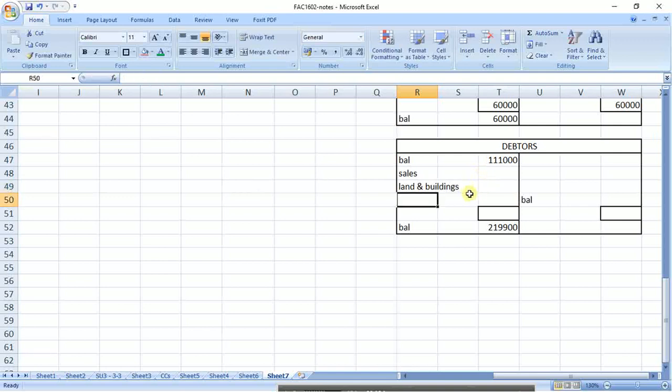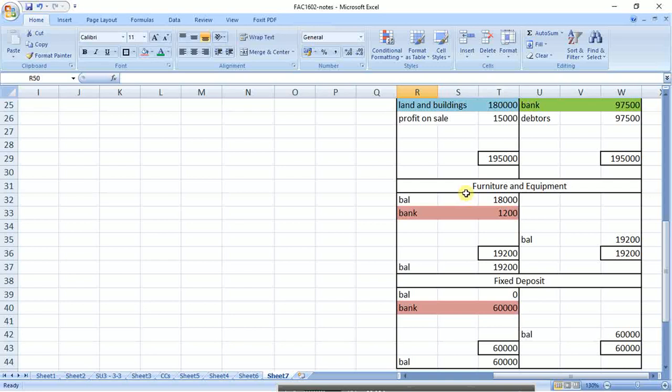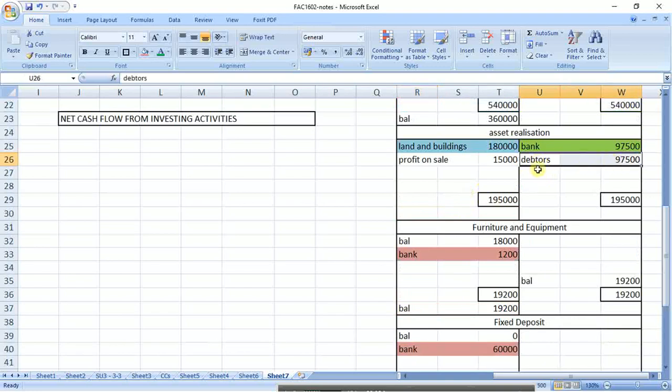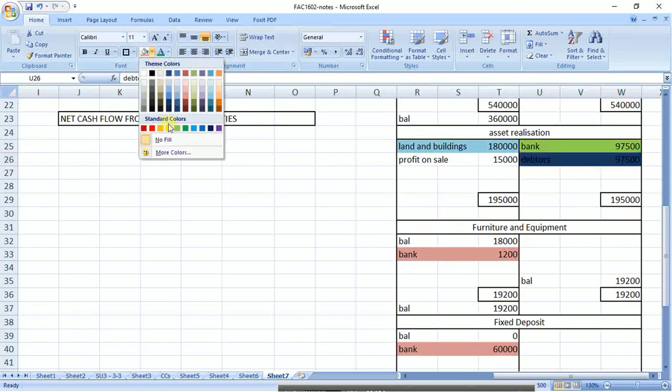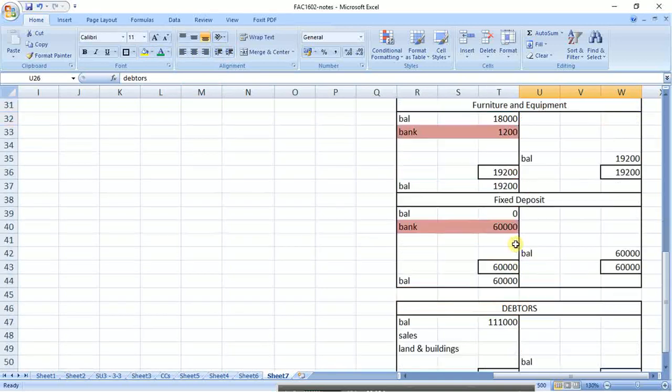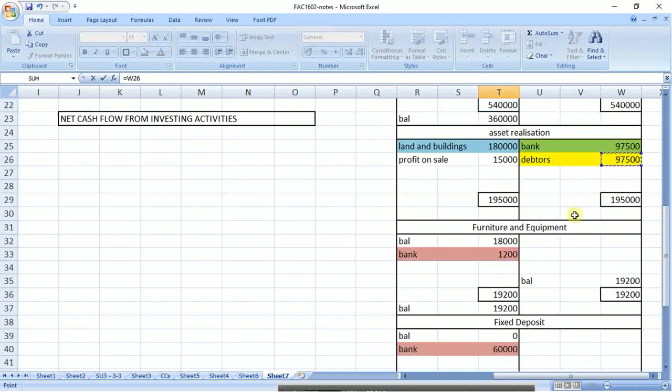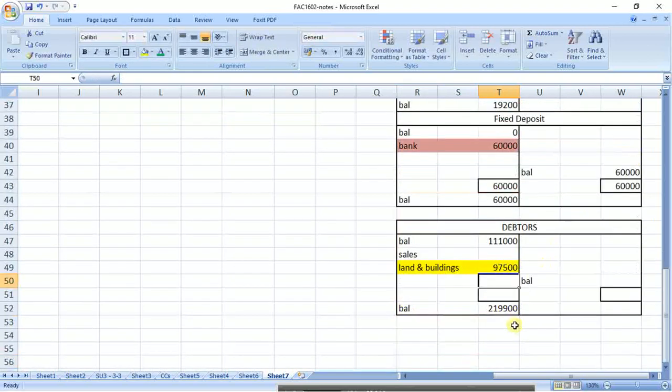Yeah. Okay, we saw that earlier. We even wrote it down. Where's my land and buildings? It was 97,500. See, it's there. So this is going to go here. Because I can see from my working, I remember that there. So put that in. Do you agree? Yes, I do.